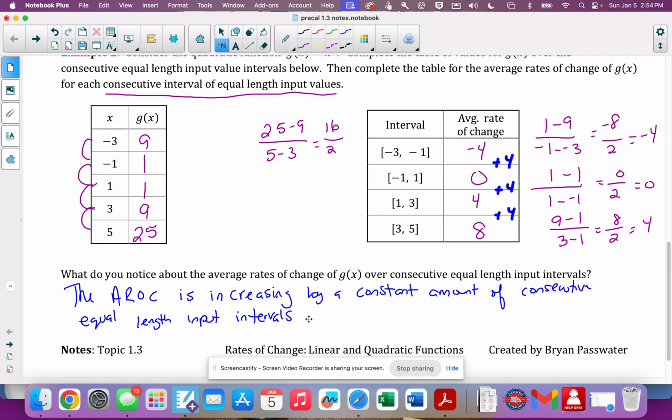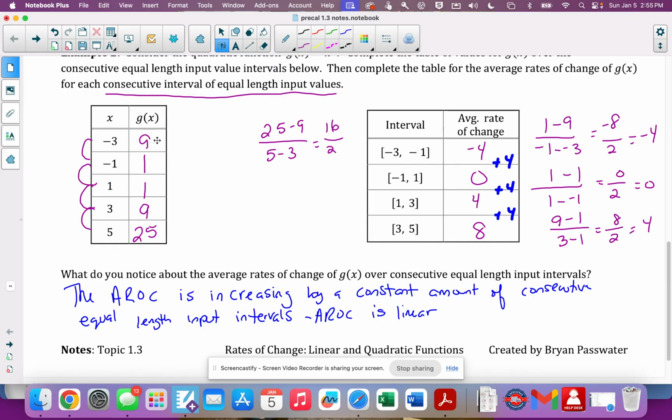So another way you could phrase it is that your rate of change is linear. You can actually say that, or rather the average rate of change is linear. Not the function is linear, but that the rate of change is linear because it is going up by a constant amount. Now, what I was talking about before about finding the differences in your y values.